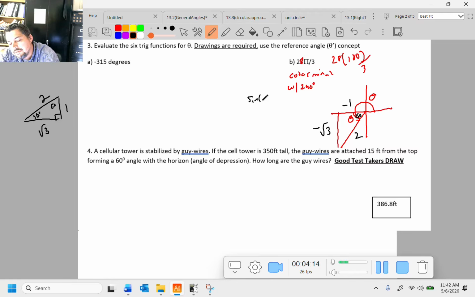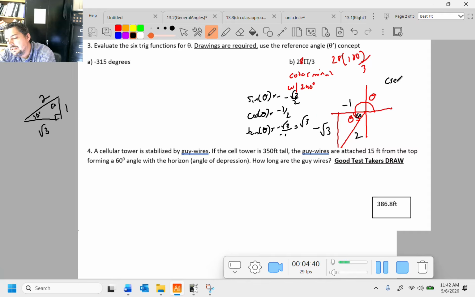So the sine of theta, of course, this is also a unit circle concept. Opposite over hypotenuse, negative root 3 over 2. Maybe you can establish that connection in your head. Cosine of theta, adjacent over hypotenuse, negative 1/2. Tangent of theta, opposite over adjacent. That's negative root 3 over negative 1. And the negatives cancel, and we just write it as root 3.